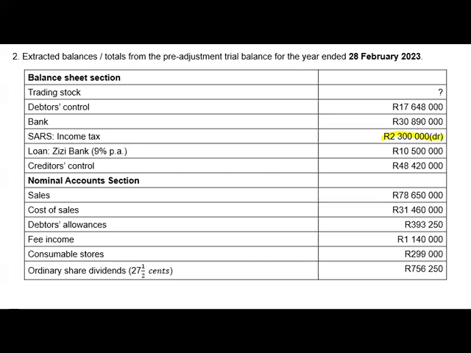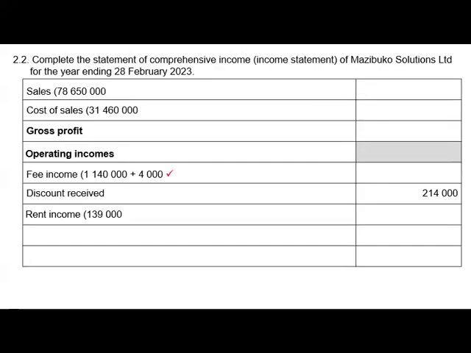And under sales, we've got 78,750, which is included already in the statement of profit or loss. We've got cost of sales, which is also in the statement of profit or loss. Now we have this 393,250. That 393,250, we need to subtract it from sales. So debtors allowances that appear in the trial balance, you take that amount, you subtract it from sales immediately.